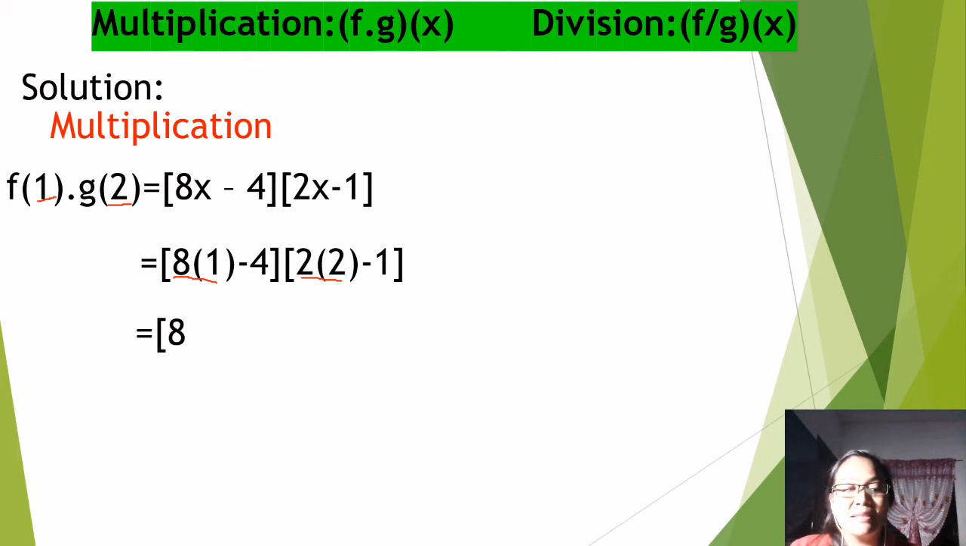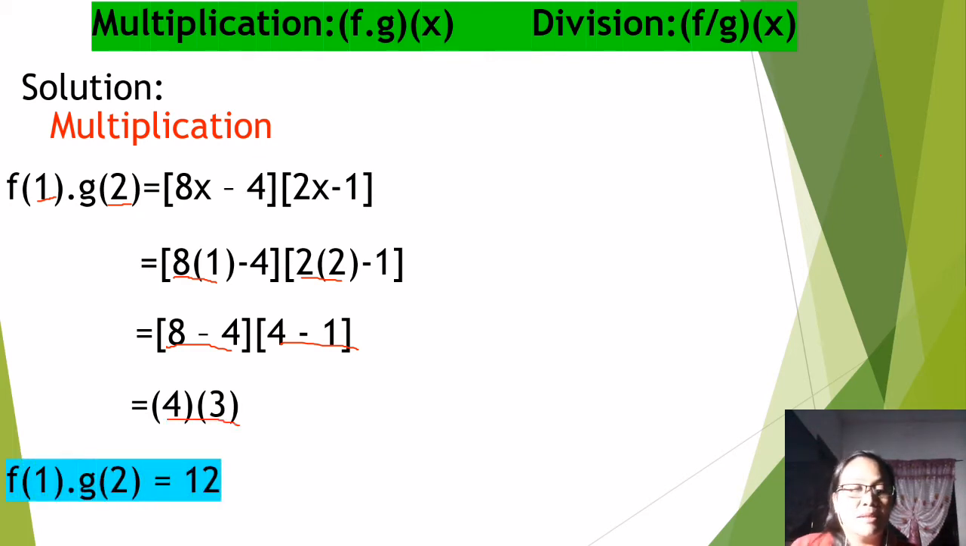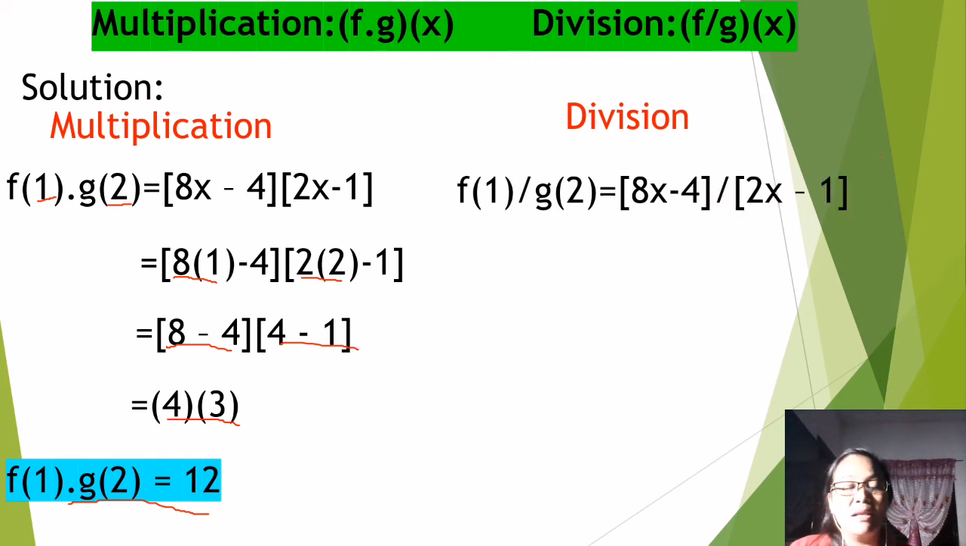Okay, next, so 8 times 1 is 8 minus 4 multiplied by 2 times 2 is 4 minus 1. Then 8 minus 4 is equal to 4 and 4 minus 1 is equal to 3. Then 4 times 3 we have 12. Therefore, the f of x times g of x is equal to 12. So which is the same with our previous answer.